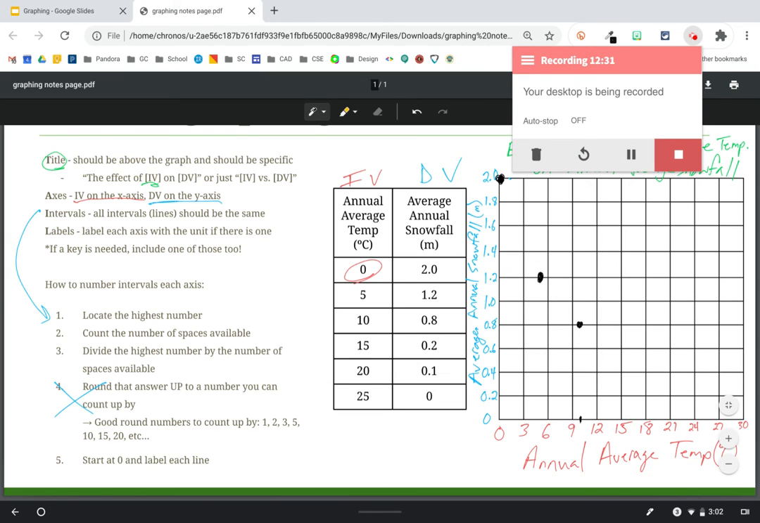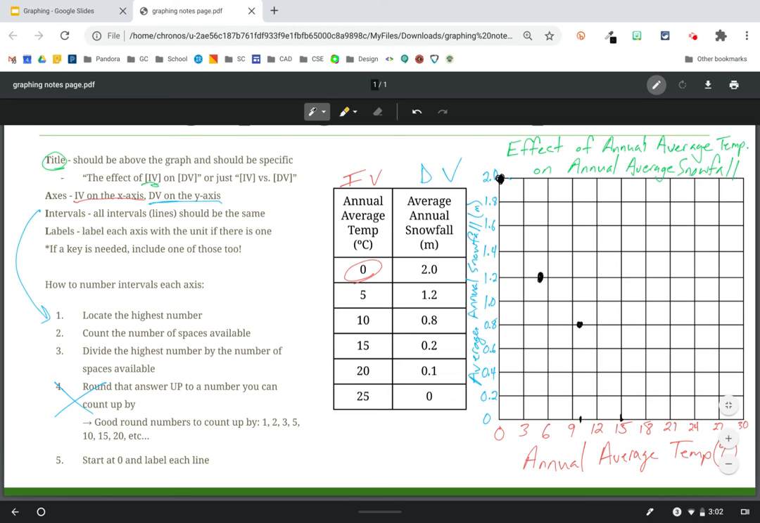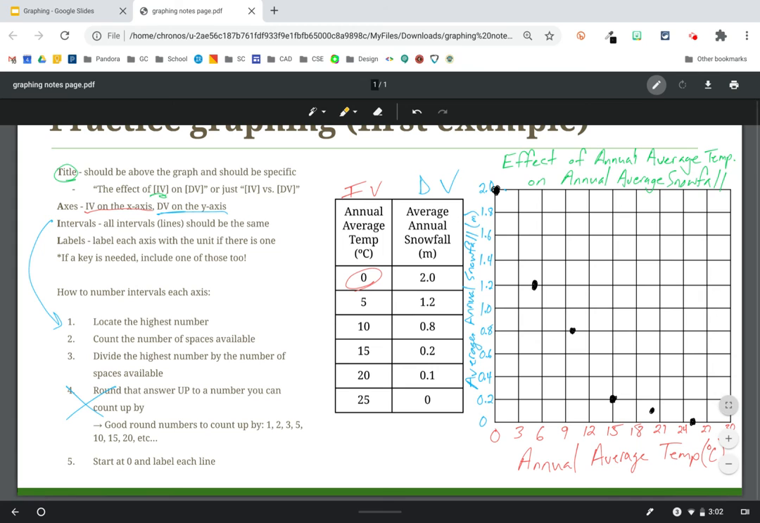The next will be at 15. 15 is luckily shown on our axis, so we can follow that line up to 0.2. 20 is between 18 and 21, but closer to 21. That will be right between 0 and 0.2. And then at 25, the snowfall is 0. So I'll get these helper marks out of there. And this graph now shows what the final graph should look like.